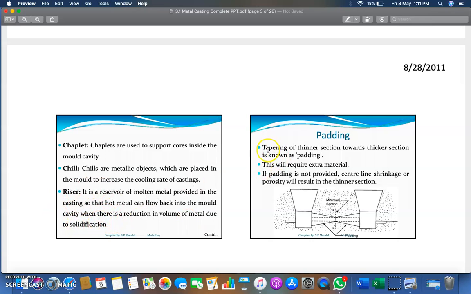Now, padding: tapering the thinner section towards the thicker section is known as padding, which requires extra material. If padding is not provided, centerline shrinkage or porosity will occur in the thinner section. So I am stopping here.